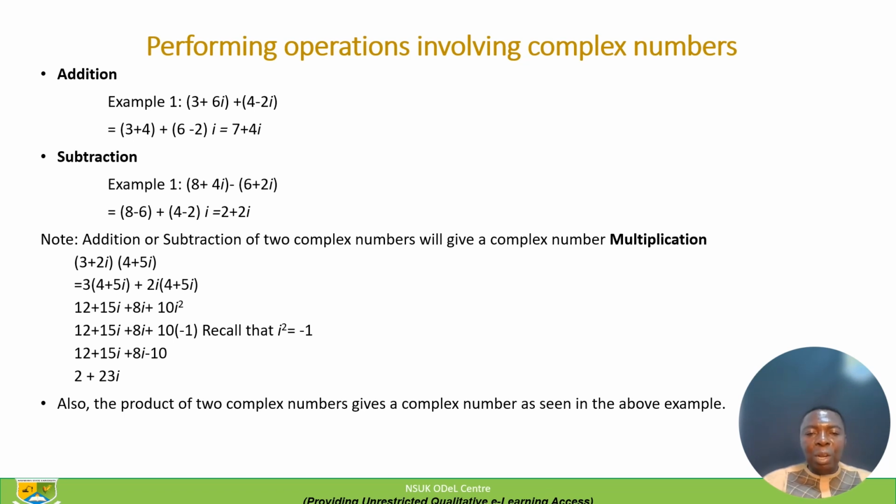So recall that i² is equal to -1. If that is the case, we cannot simply say 12 + 15i + 8i + 10, it will be -10. You understand? So that will not give us 2 + 23i. Also, the product of two complex numbers gives a complex number, as seen in the above example.